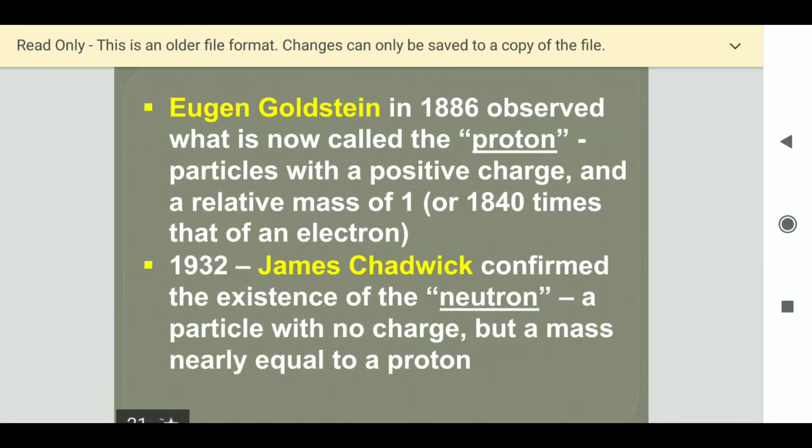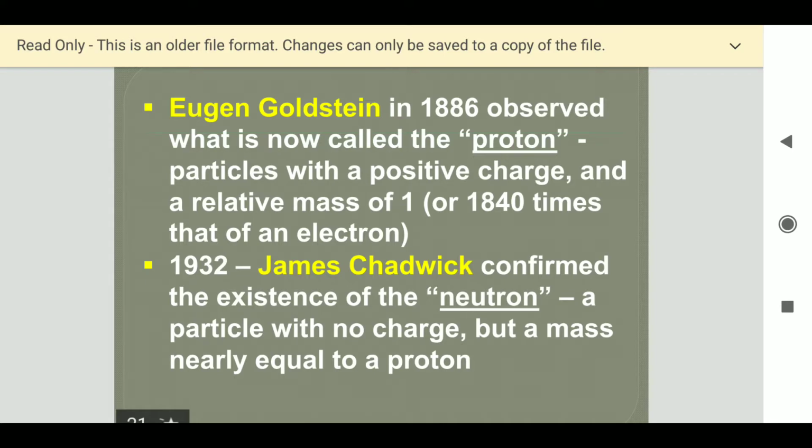The scientist Eugen Goldstein, in 1886, was the one who observed what is now called the proton, a particle with a positive charge and a relative mass of 1. As we all know, nowadays we say the proton has an atomic mass of 1, written 1H1, or 1840 times that of the electron. Then in 1932, a new scientist, James Chadwick.